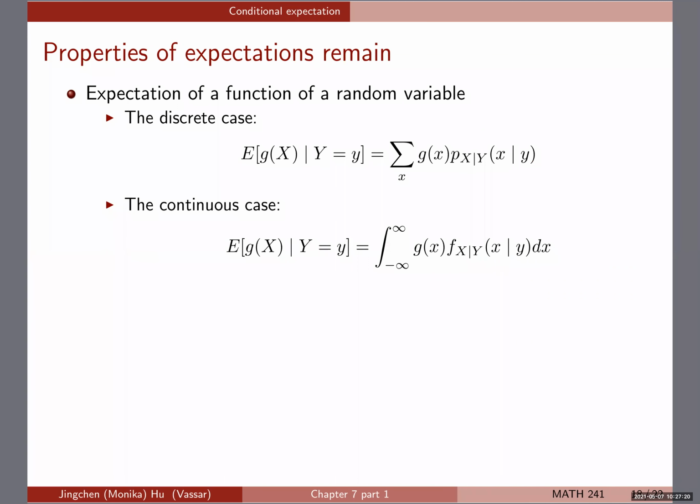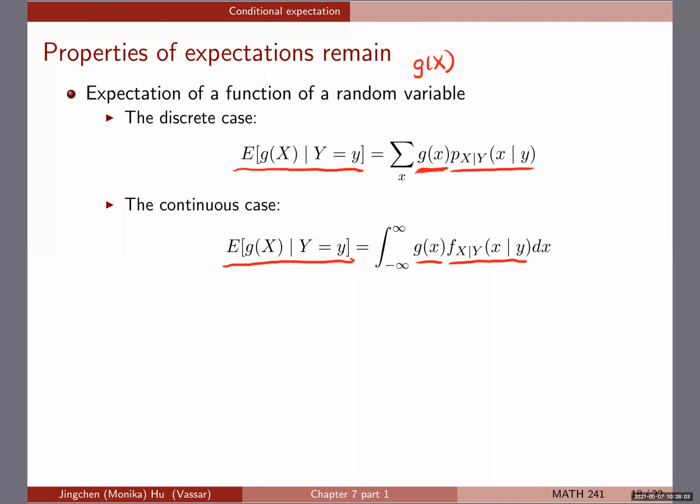The properties of expectation that we know from before will remain. If you're working with a function g(X), a function of X, and you want the expectation of its conditional distribution, g(X) given Y, it's the same as before: instead of x, we have g(x), multiplied by the conditional PMF. Similarly, for the conditional expectation of g(X) given Y equals y in the continuous case, it's an integral of g(x) times the conditional PDF, with the integration done with respect to x.